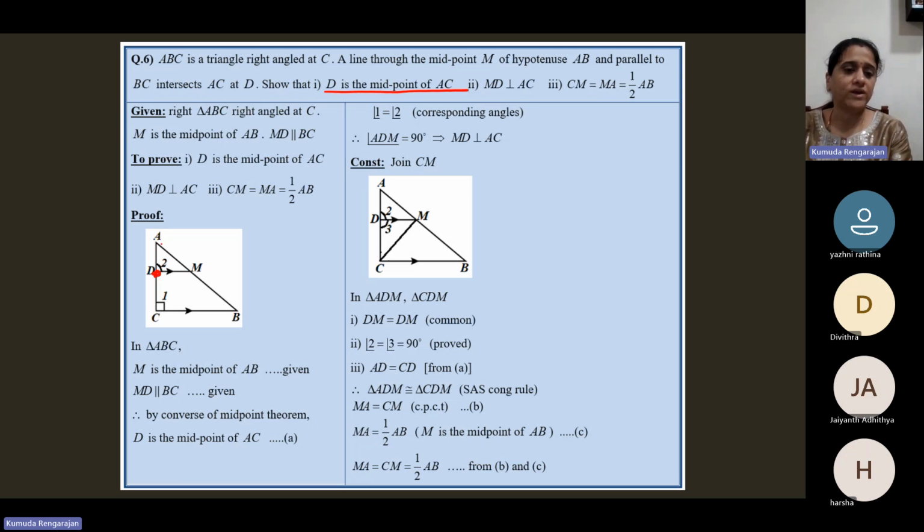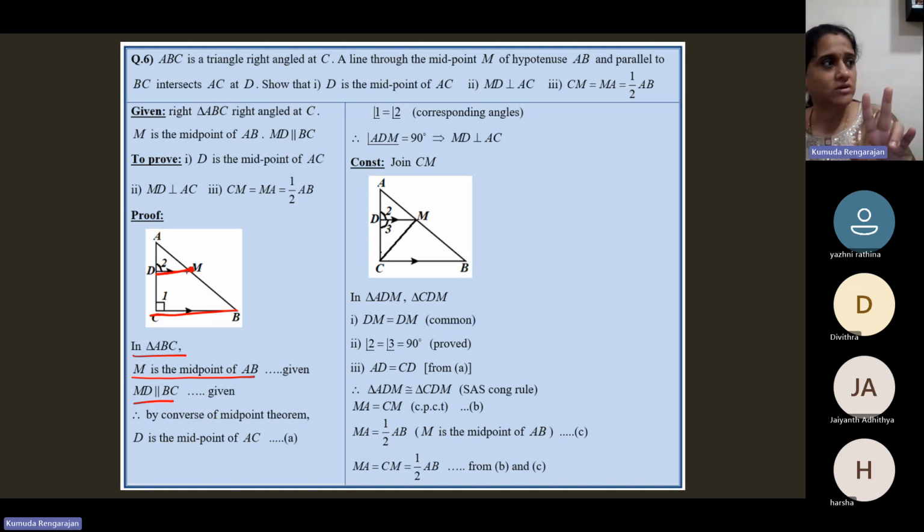D is the midpoint of AC. So direct, no? Converse of midpoint theorem. See, in the triangle ABC, M is the midpoint of AB. MD is parallel to BC. This is enough, no? What's the midpoint theorem? What's the converse of the midpoint theorem? A line through the midpoint of one side of a triangle parallel to the second side bisects the third side.